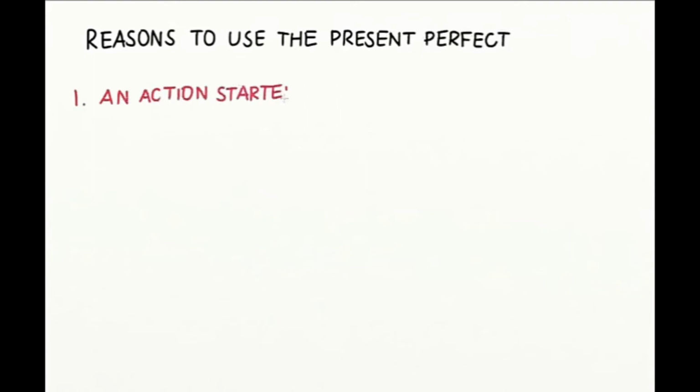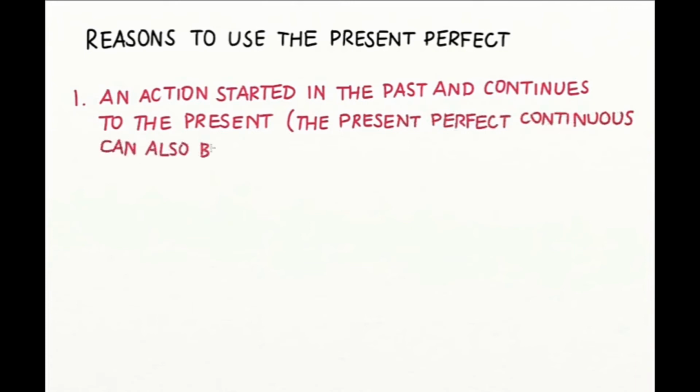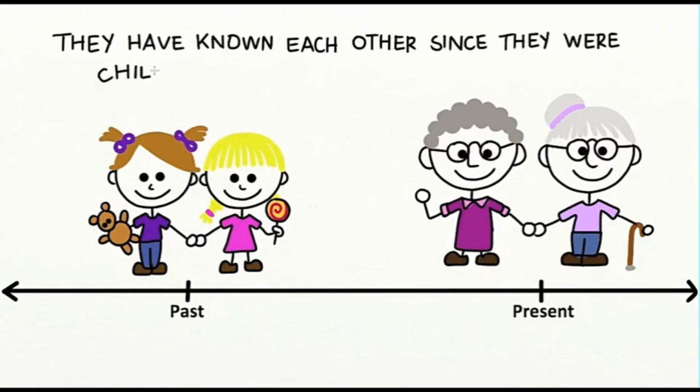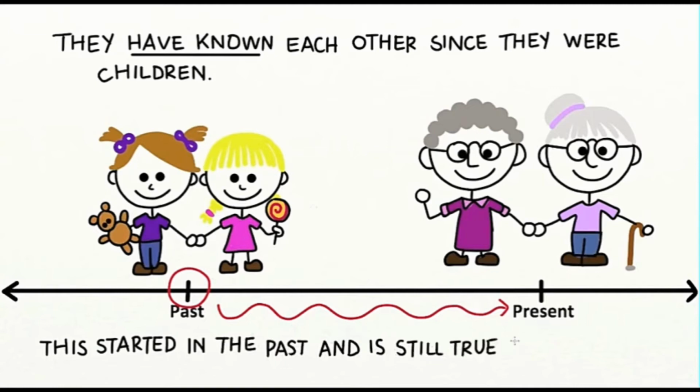Next we have reasons to use the present perfect tense. An action started in the past and continues to the present is indicated by the present perfect tense. For example, they have known each other since they were children. That means this has started in the past and it is still true now. That means it is in the present also.